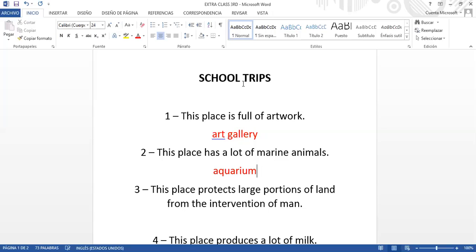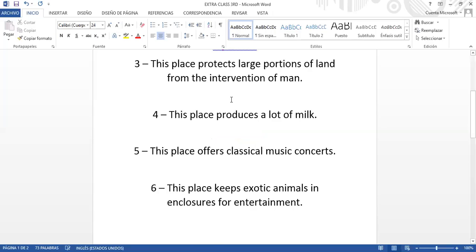Then number 3, we have this place protects large portions of land from the intervention of man. So we have these places, very, very big places with a lot of nature in them. And all of this is protected. It's a large portion of land that is protected. Okay, we don't want anybody building houses, cities, or anything of the sort in these sorts of places. These we are going to call national parks, I should say.